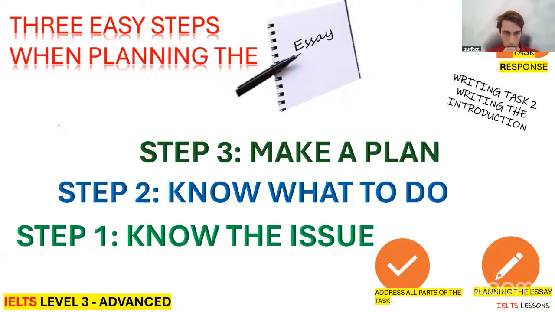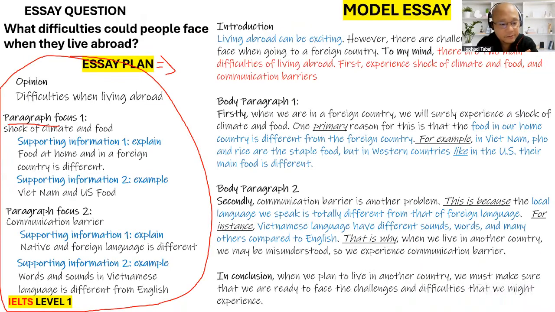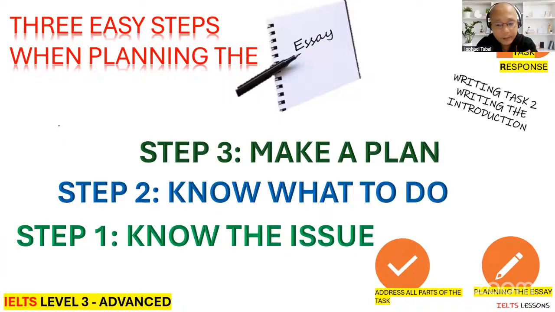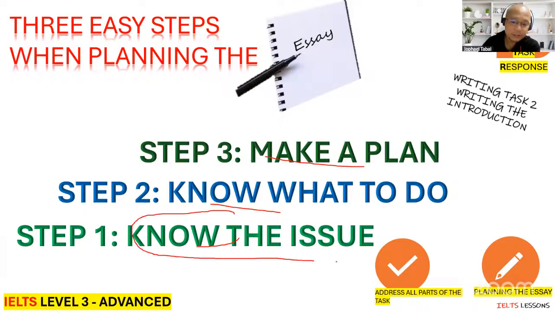Now for the advanced level, I do a different thing. For foundation level 1, they use the same thing, the bullet form. But for the advanced level, I have two methods, a higher level of planning the essay. So there are three steps we have here: know the issue, know what to do, and make a plan. I don't introduce this to level 1, but in the advanced level.